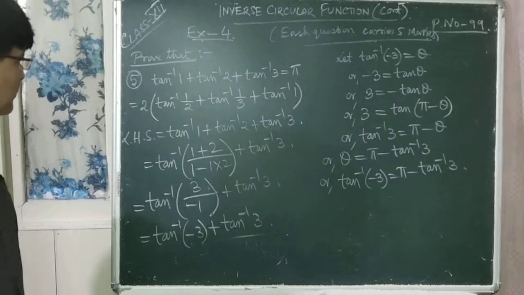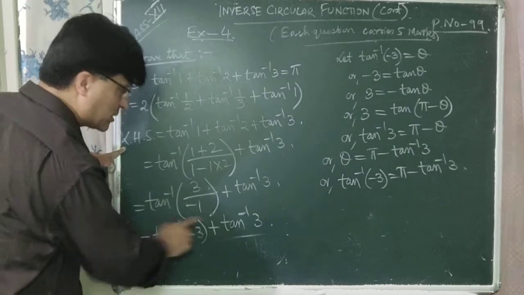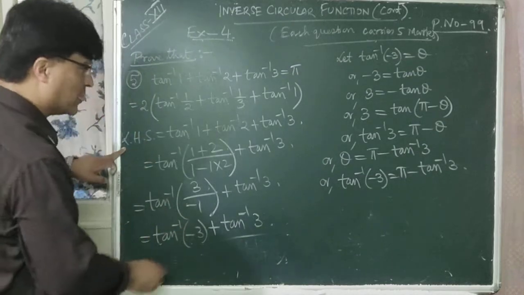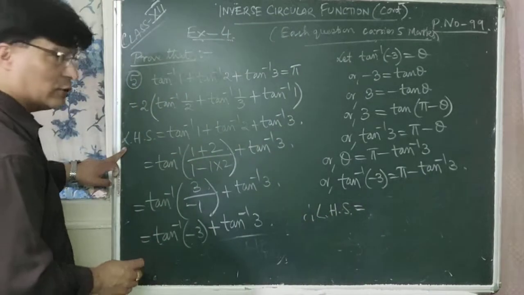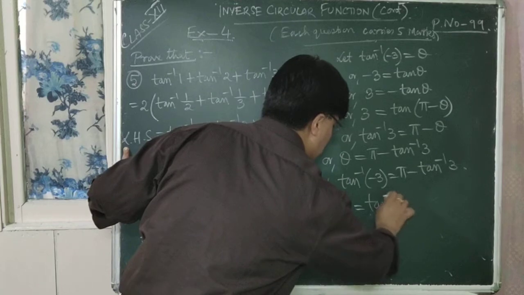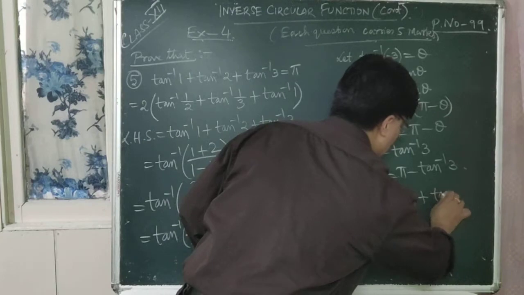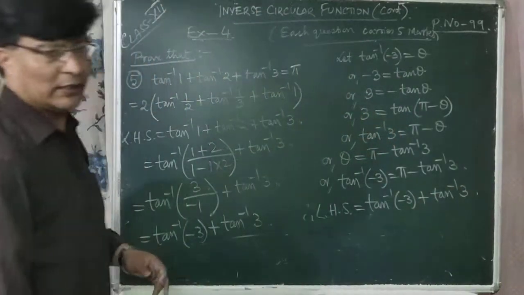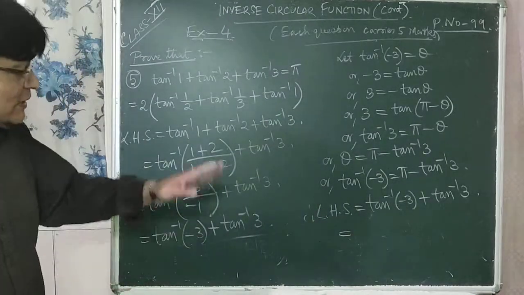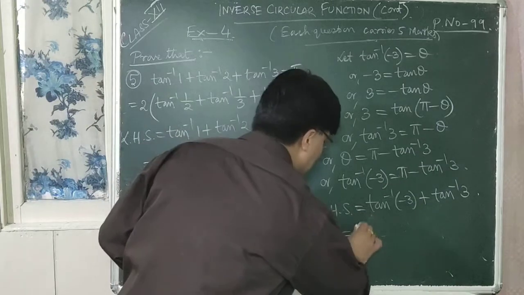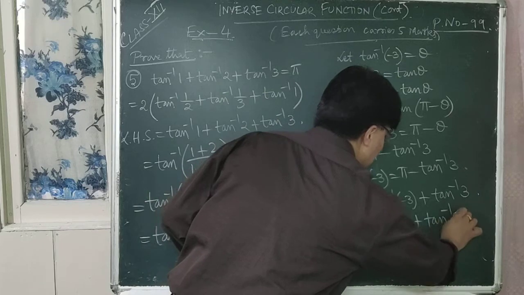Is that clear? Now this left hand side was simplified and we got this expression, tan inverse minus 3 plus tan inverse 3. Let us write down this expression again. So what is the left hand side now? LHS is equal to tan inverse minus 3 plus tan inverse 3 plus tan inverse 3, right? So now what will you write for tan inverse minus 3? It is pi minus tan inverse 3 plus tan inverse 3.